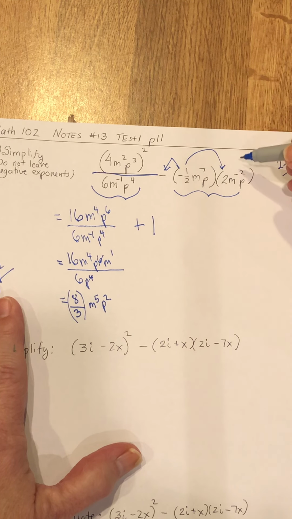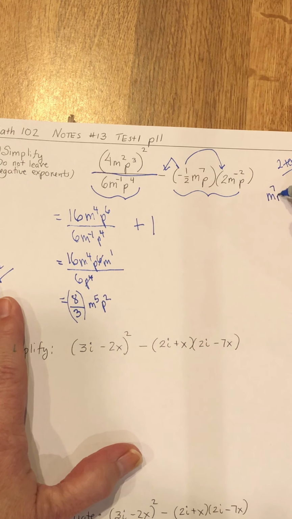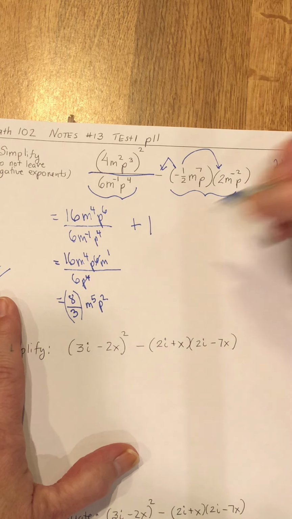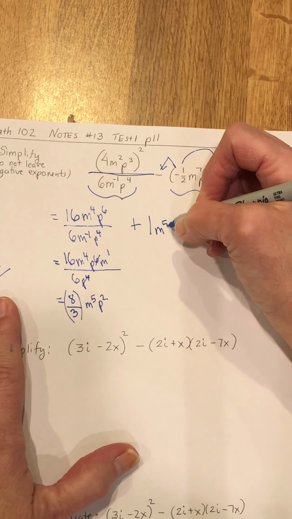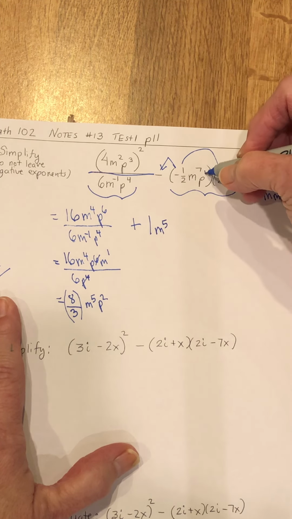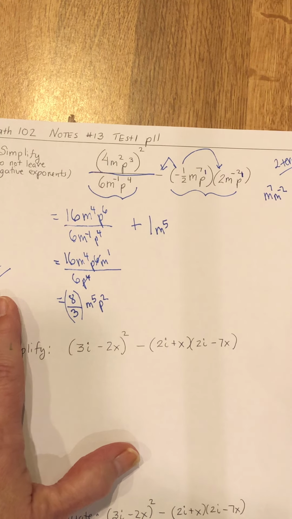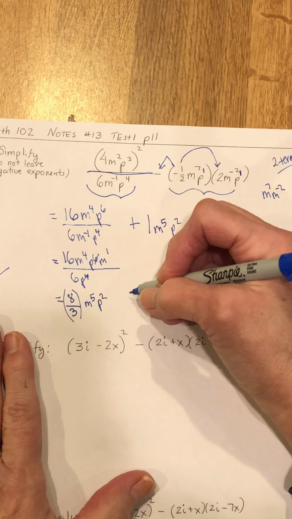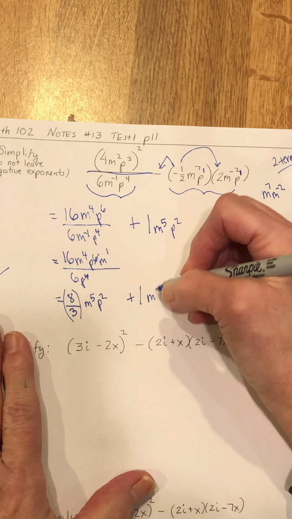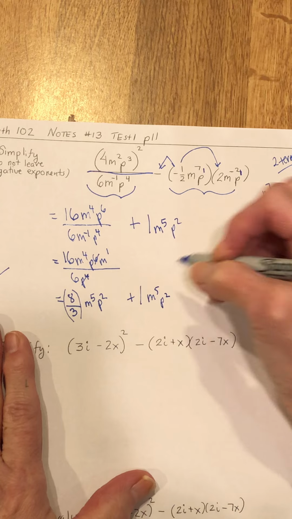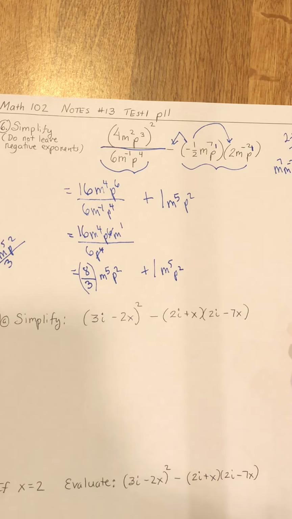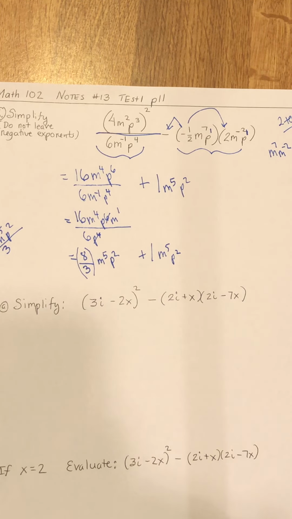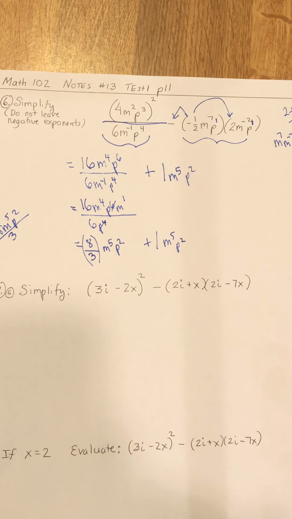M to the 7th times m to the negative 2nd. Now that is multiplying the same base. It's long distance multiplication, but I'm multiplying the same base, so I add the exponent, so that's m to the 5th. And then don't get sloppy, sometimes this happens. P to the 1st times p to the 1st is p squared. All right, so now I have that term simplified, and I can look at the two terms, and they are like terms.